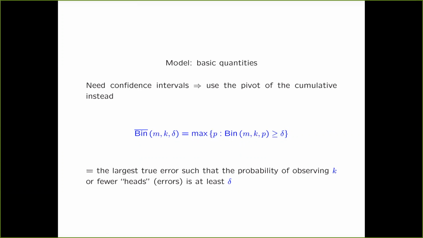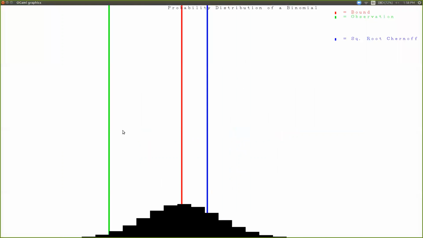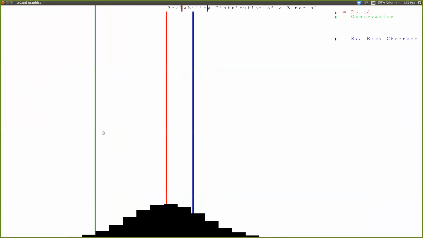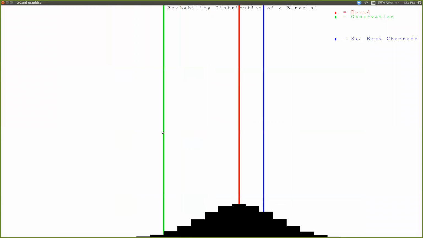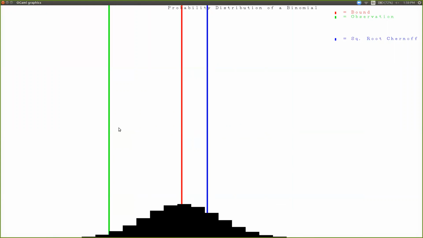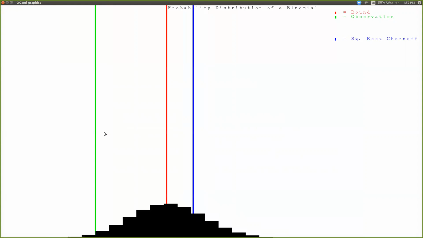Okay, so now we can go and look at this. So I set up the tail here to have mass 0.05, which is a common choice. So if you look at the tail, the part to the left of the green line, it's always a small fraction of the total mass, right? And then I'm computing what is the largest true error rate, which is what the red line is, such that the tail, the part to the left of the green line, has mass 5%.